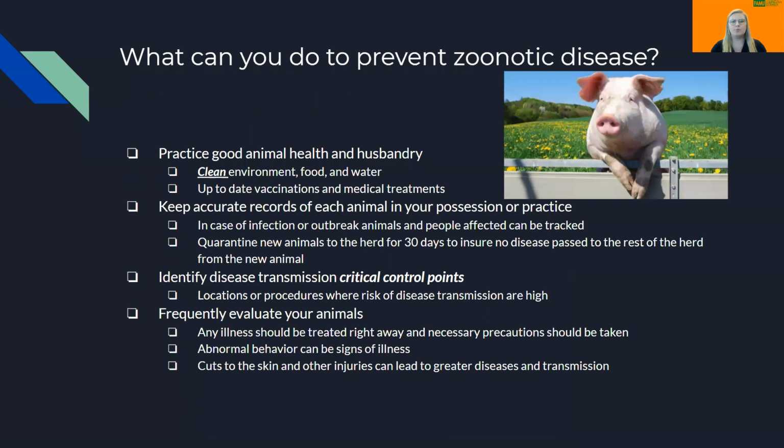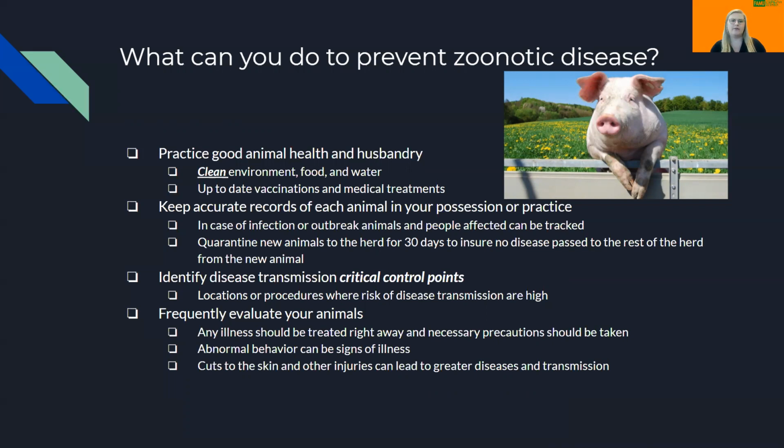What can you do to prevent zoonotic diseases? Back to good animal health and husbandry, it never stops. A clean environment, food and water is going to be your main thing to prevent zoonotic diseases within your animals. This nice pig in the picture here is clean. He is in green grass. His environment is nice and clean. So he is a good looking pig and he looks very healthy.